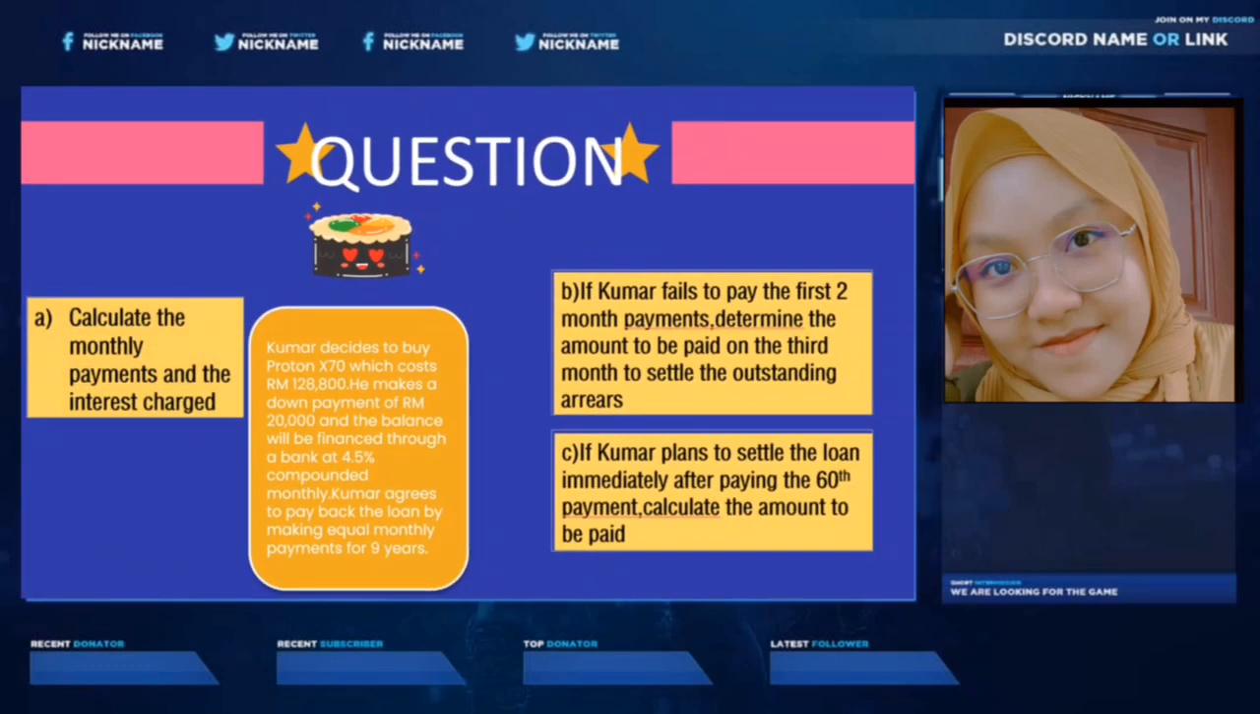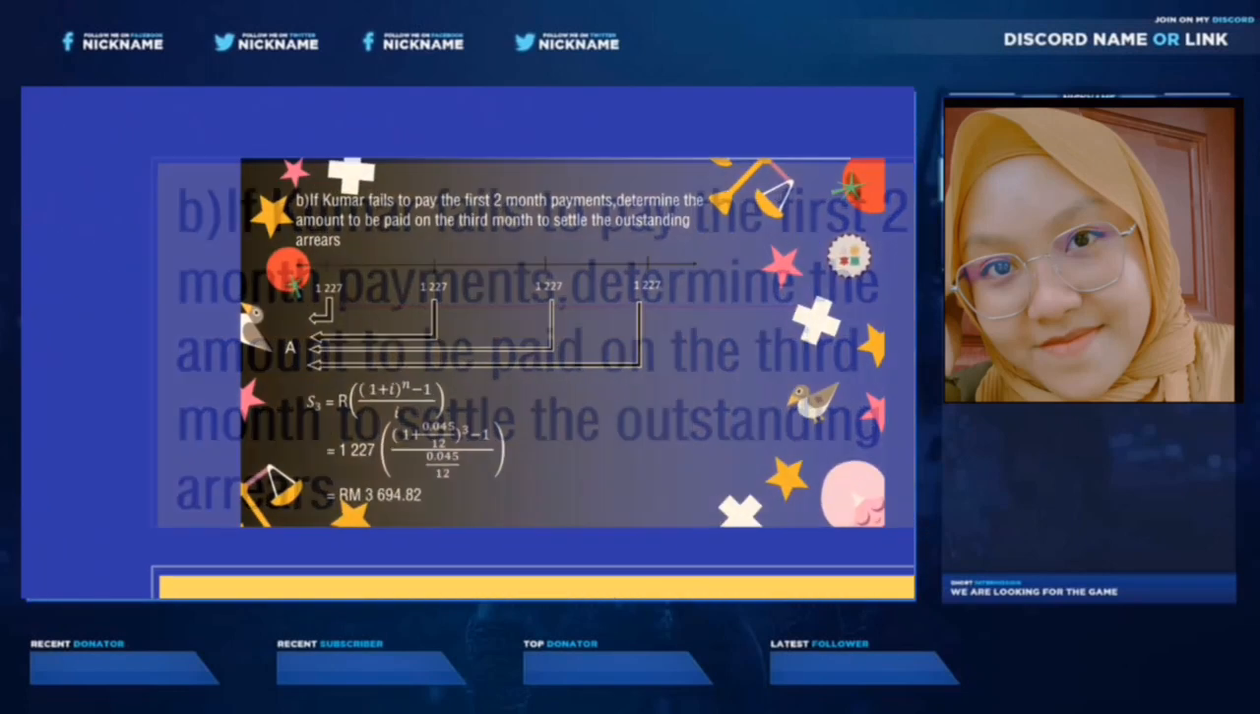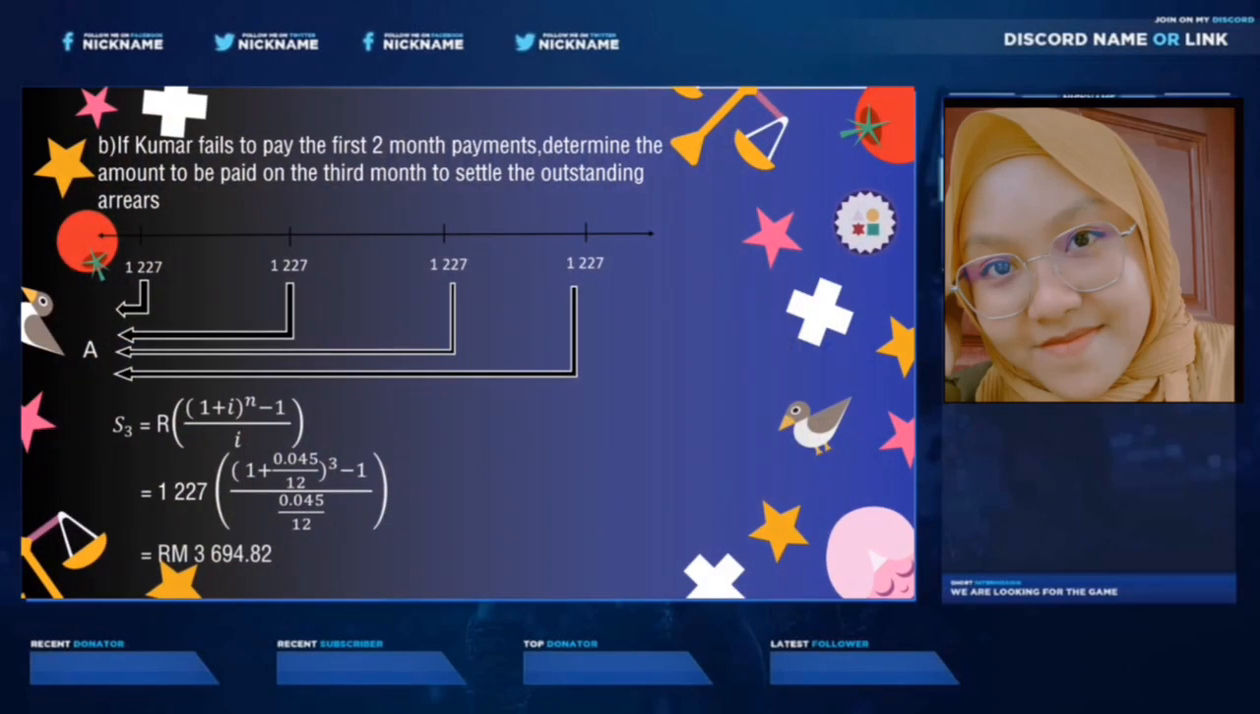B. If Kumar fails to pay the first two monthly payments, determine the amount to be paid on the third month to settle the outstanding arrears. The formula is Sn equal R bracket 1 plus i bracket to the power of n minus 1, divided by i bracket. So the final answer is RM3,694.82.